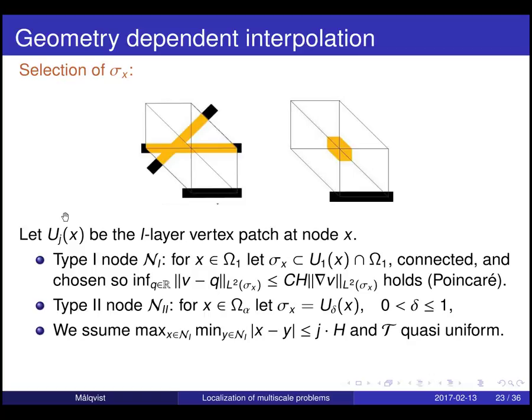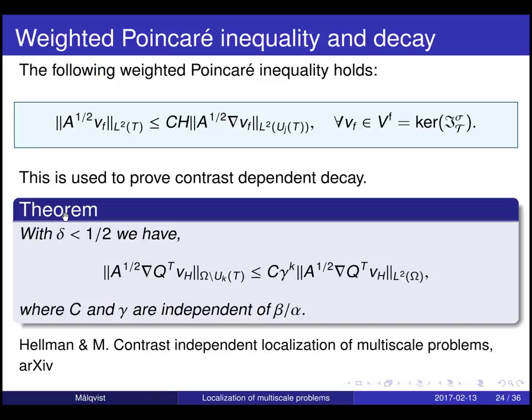We also want T to be quasi-uniform. So under these assumptions, we can prove this weighted Poincare inequality, which is crucial in order to prove contrast-independent decay with a coefficient which is independent of contrast. And then if we assume delta is less than a half, we can get this decay result.